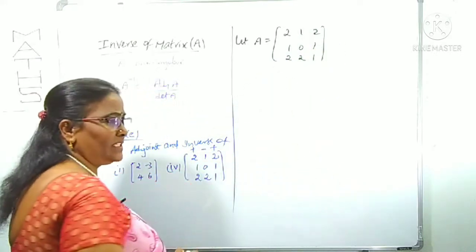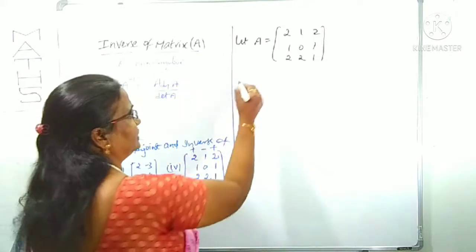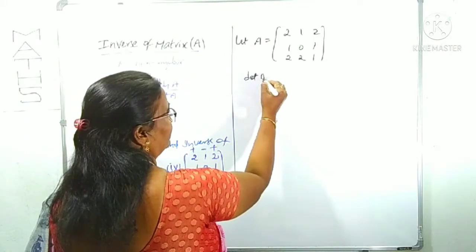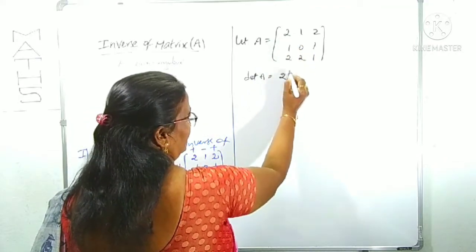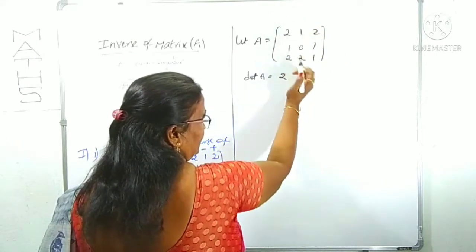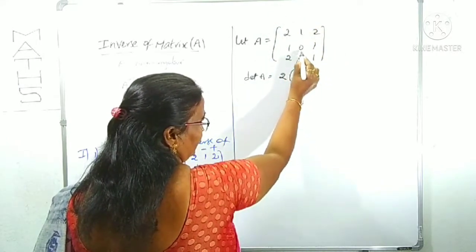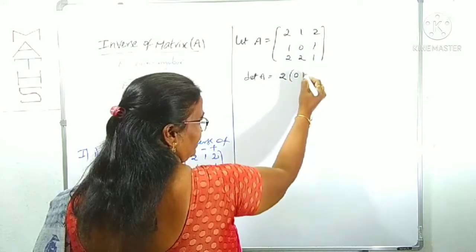To find out the inverse, first you can find out the determinant of the matrix. Det A we can find out. Det A, you know how you can find it. I have given to you det A. We can start with the first row: 2 into the determinant of this matrix. Closing this, the determinant of this, I am directly taking the AD minus BC formula. 0 into 1 is 0, with 2 into 1 is 2, with minus 2.